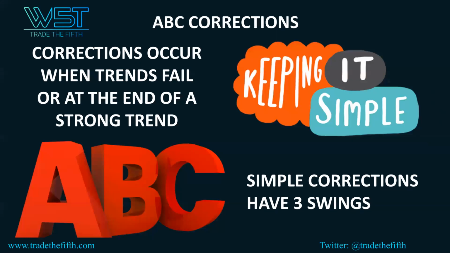So we're only going to talk about simple corrections. They have 3 swings, an A, B, C. I don't like to overcomplicate things, as I said before, because there are very complex corrections that some of these people, these Elliotticians, like to look clever, and they talk about all of these really complex corrections. At the end of the day, 1, 2, 3, 4, 5, A, B, C. That's it, okay?